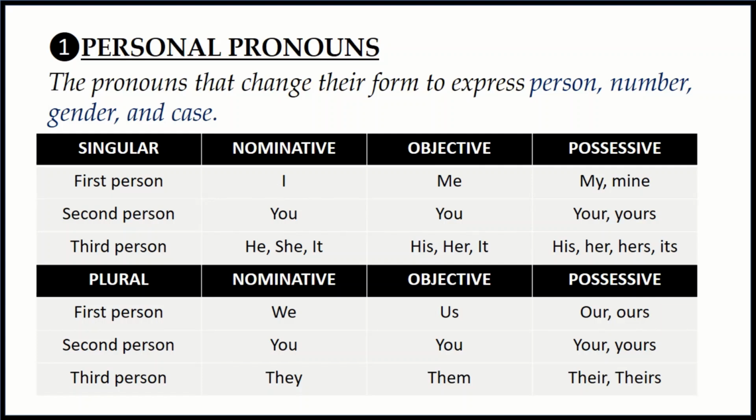The plurals of all these first person, second person, and third person forms you can see on your screen. For nominative, the first person plural is we. For objective first person, the plural is us. For possessive first person, the plural is our, or it can be ours. And you can read the rest yourself. But these are all the personal pronouns: which ones are nominative, which are objective, and which are possessive. You can read them yourself.